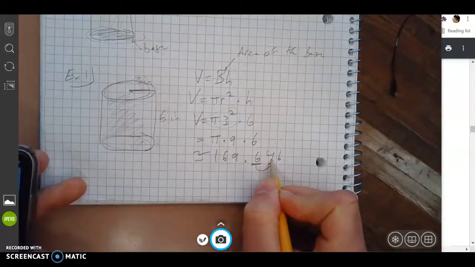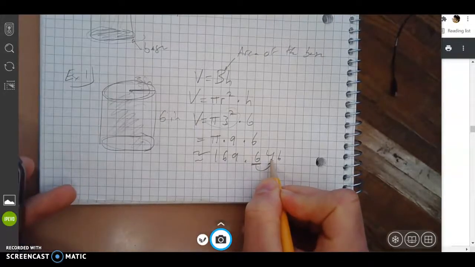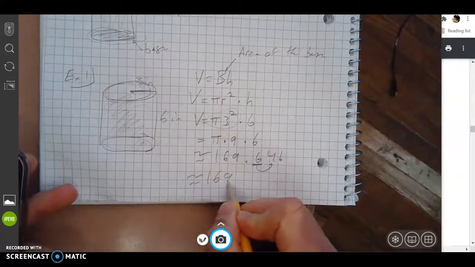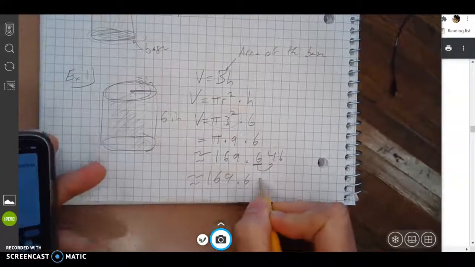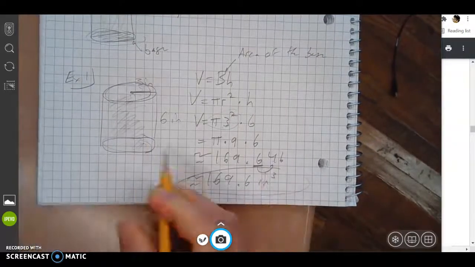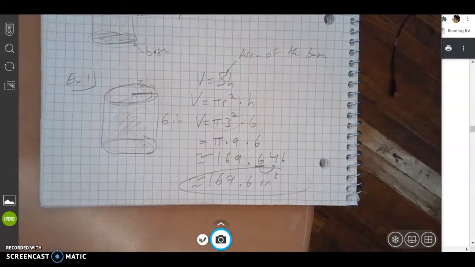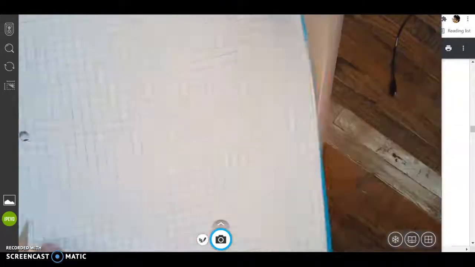So here's the tenths place. Look at the hundreds. That's 4 or less. So I'm going to keep this the way it is. So it's about 169.6 inches cubed. So cubic inches like that inside. So that's how we do it. Let's try another one, shall we? Good work on that.